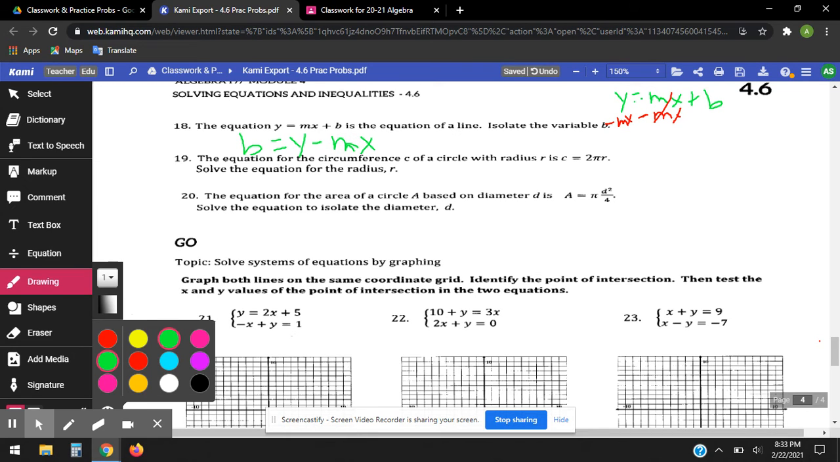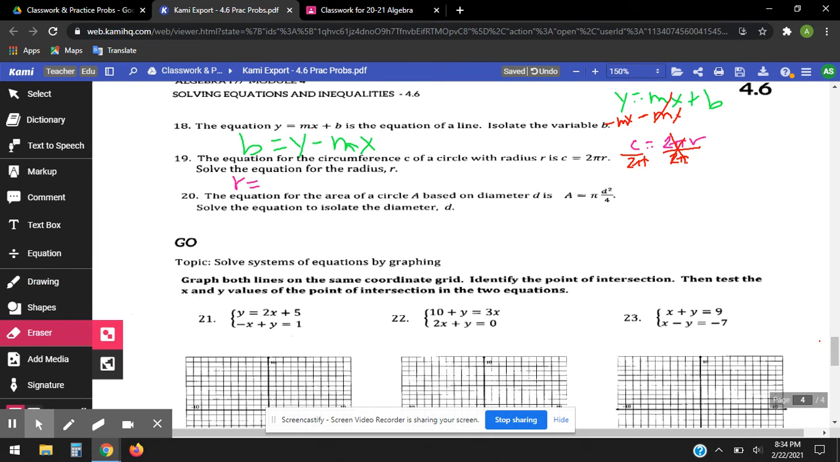The equation for the circumference of a circle C with radius r is C, circumference, is 2 pi r. Solve it for r. All right. Well, C equals 2 pi r. They're all multiplied together. So to undo multiplication, we can just divide by both 2 pi. Those cancel. So r equals C over 2 pi. I ran out of space, so let's write this a little smaller.